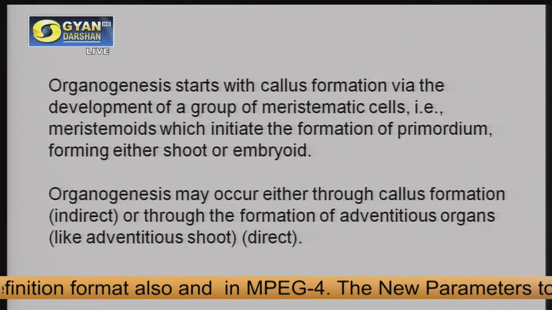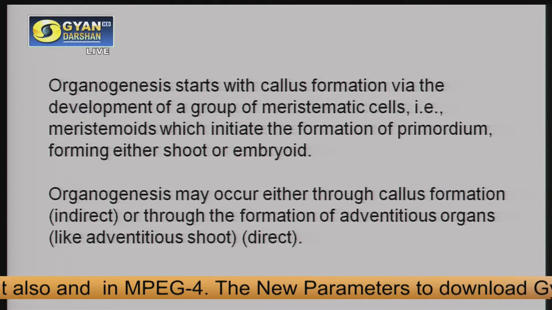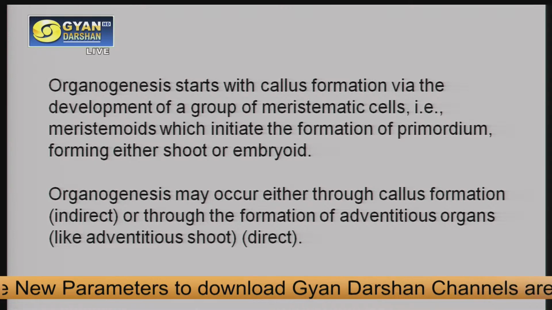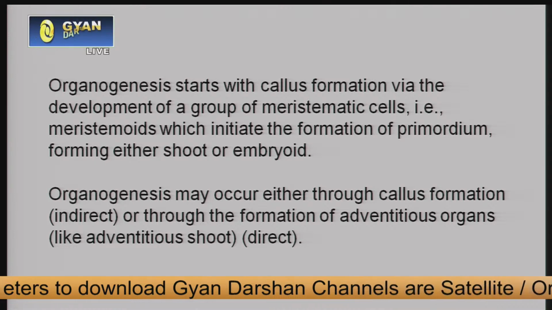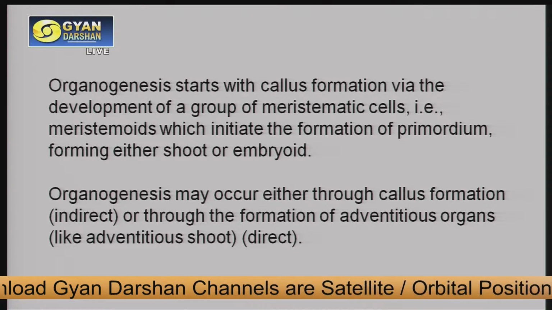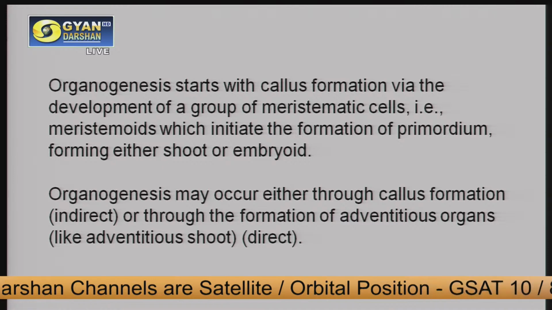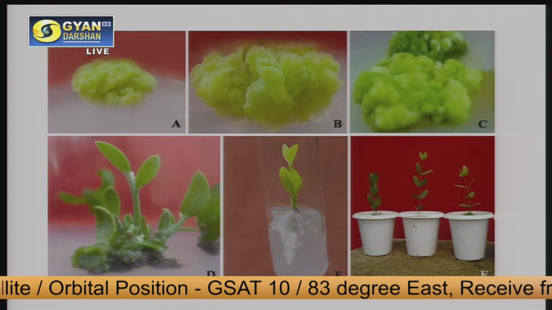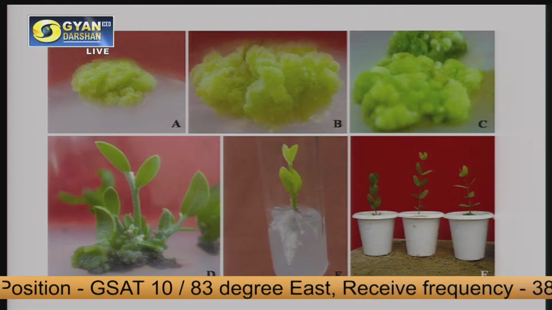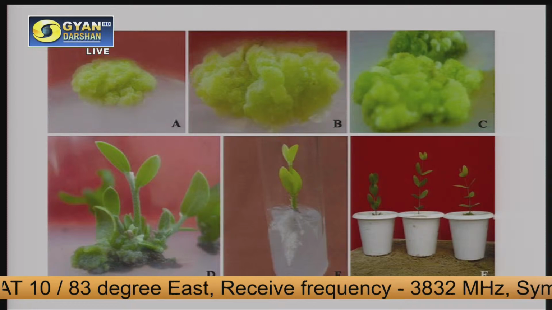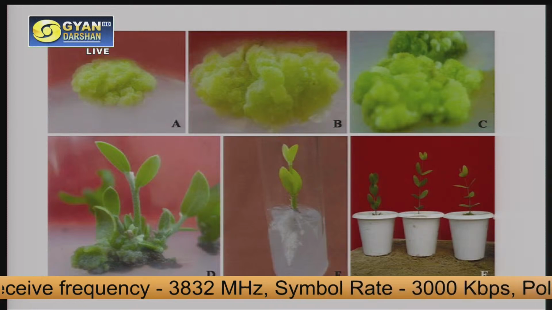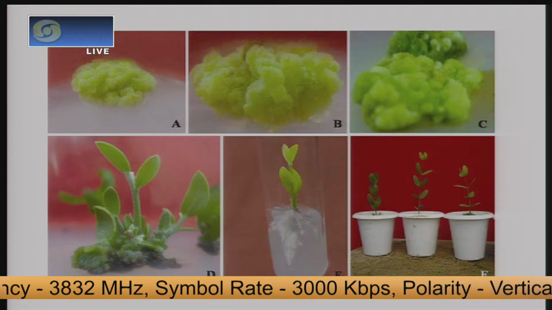One is direct organogenesis, that is from the cell you directly develop the root and shoot and the entire plantlet, and another one is indirect organogenesis, where you actually develop a callus. What is meant by callus? Now callus, as you can see in this figure in number A, that is actually a callus. So it is a mass of polyploid cells. Okay, it's an undifferentiated mass of cells.